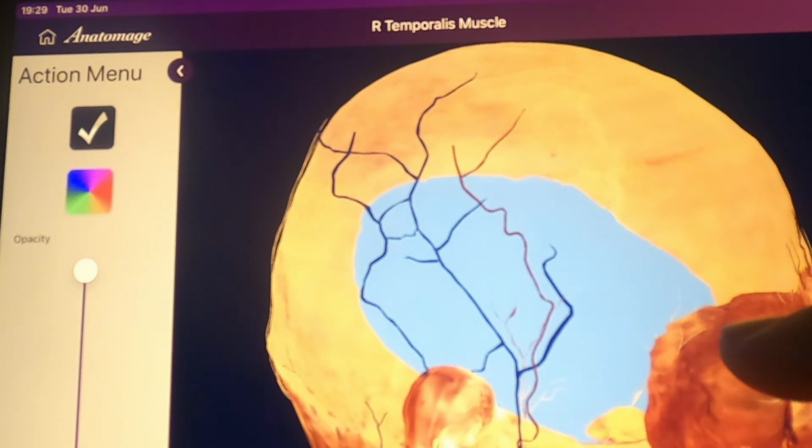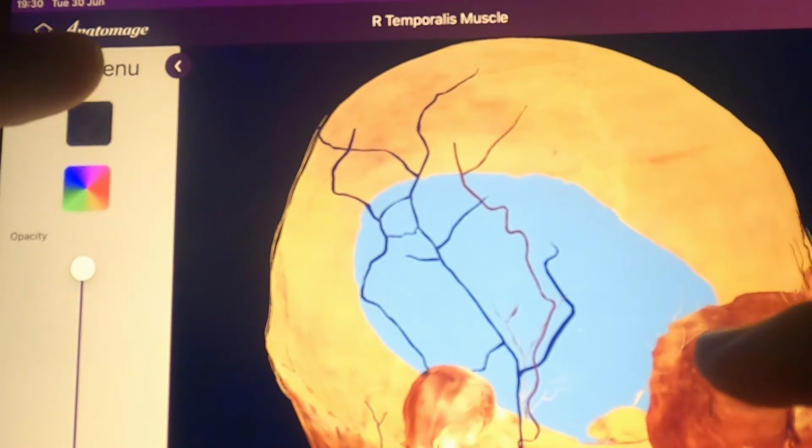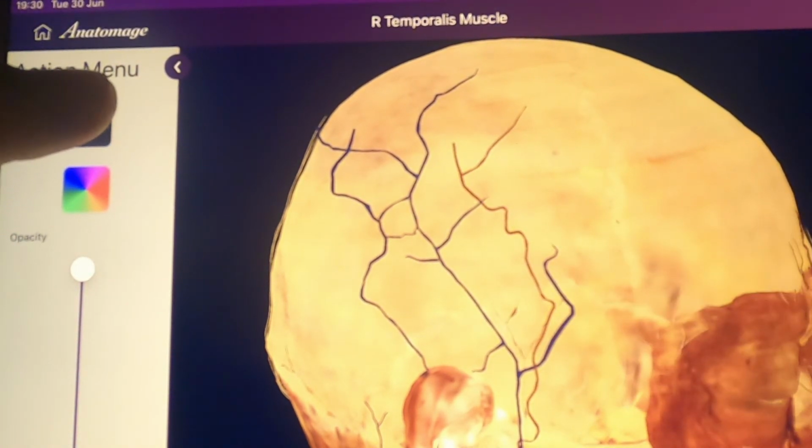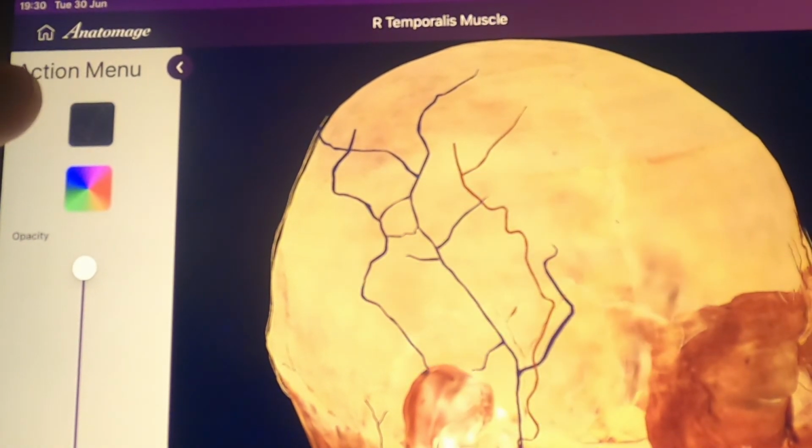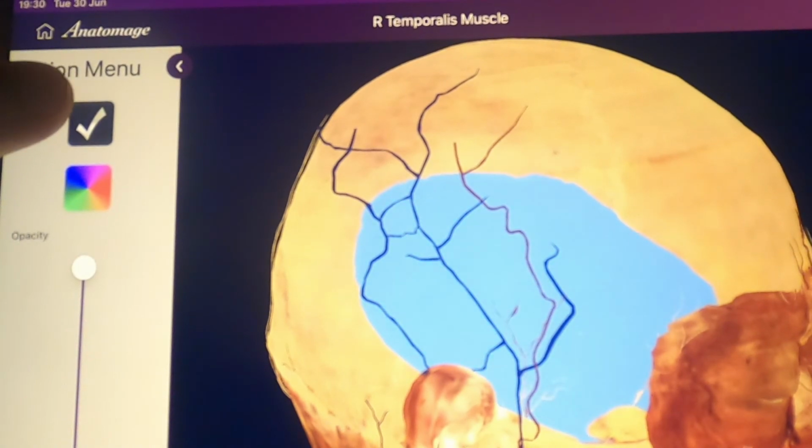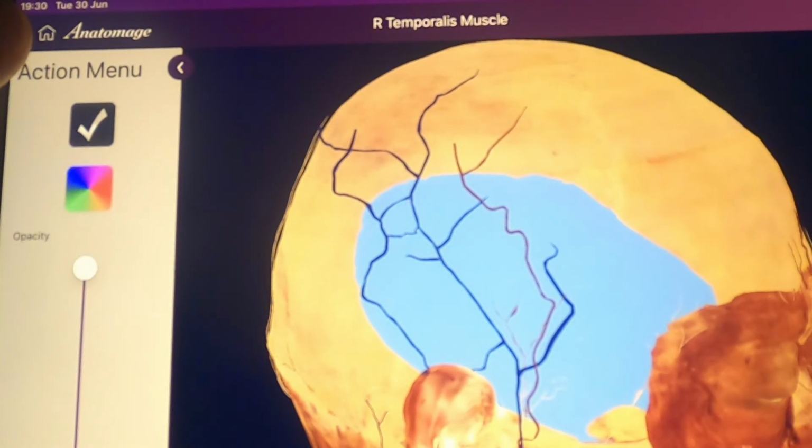Also, this muscle is very important for neurosurgical procedures, as it should be traversed to reach the pterion, that's this region. It's a very common approach for aneurysms, tumors, or any other approach to the lateral surface of the brain.